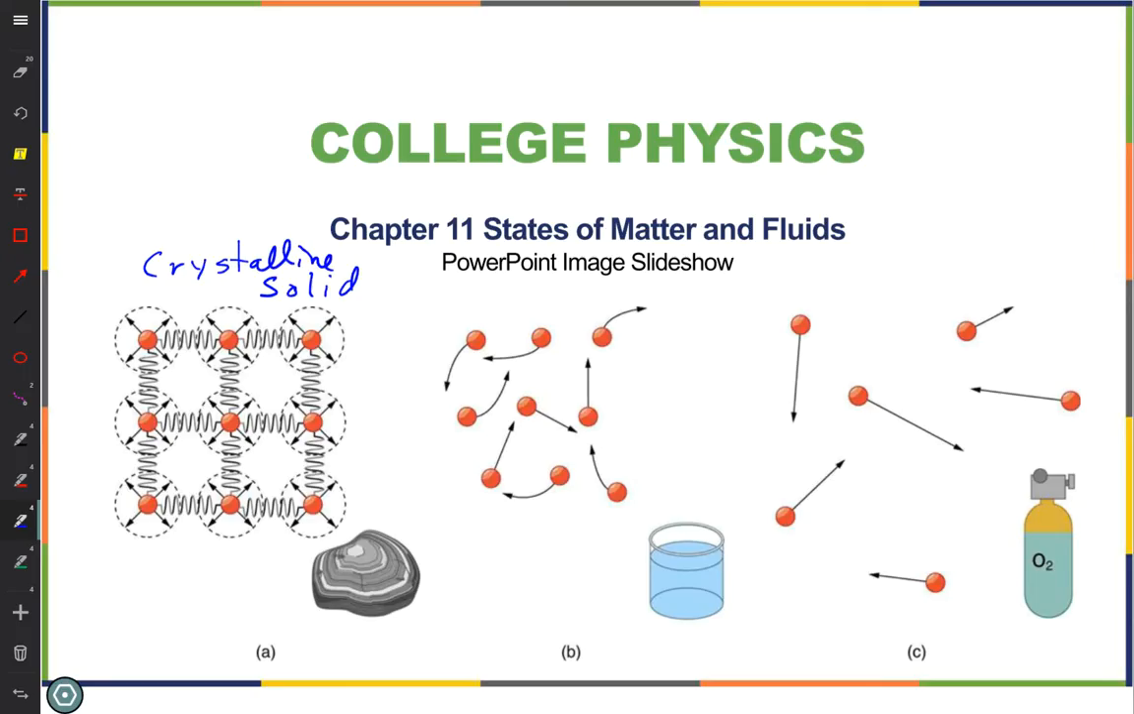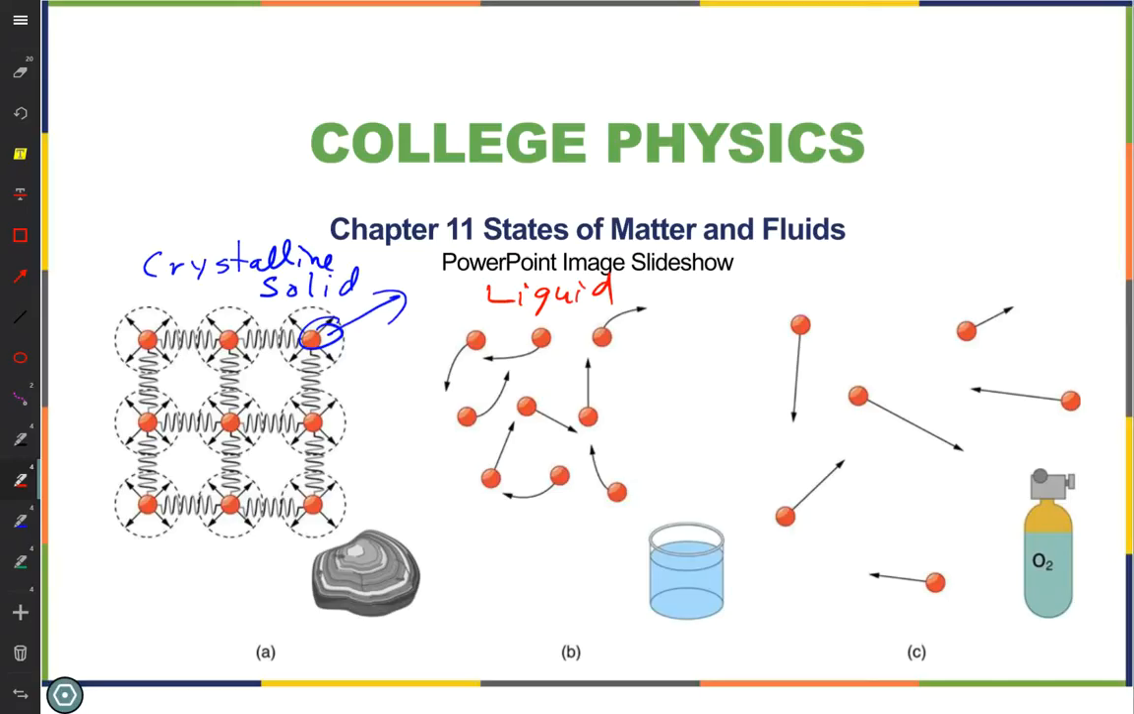Well, just like having a mass on a spring, if you make it vibrate with a big enough amplitude, you can break that spring, right? And that's what happens when you melt a solid. When you melt a solid, you get those atoms vibrating so much that they have enough energy that an atom breaks free. And so that brings us to the liquid stage. So the next state here is liquid.